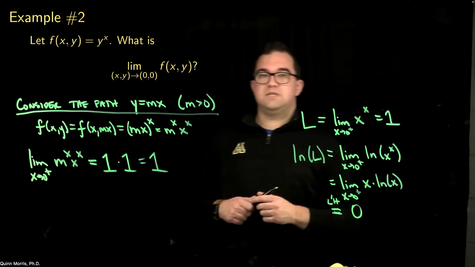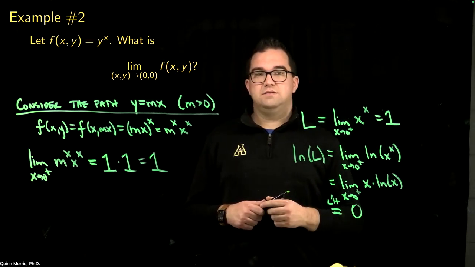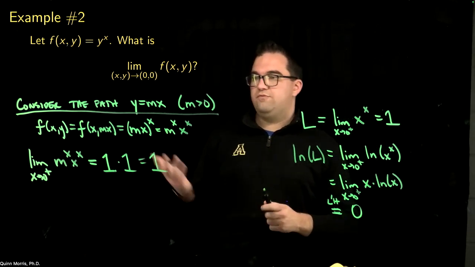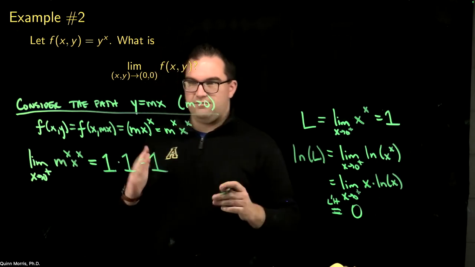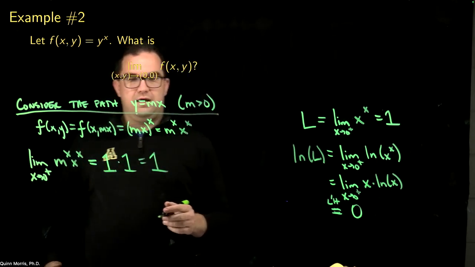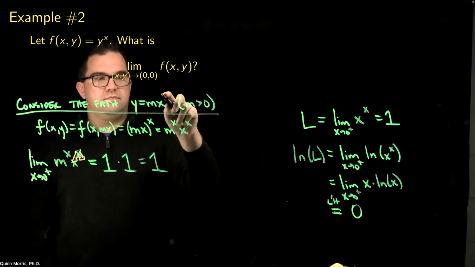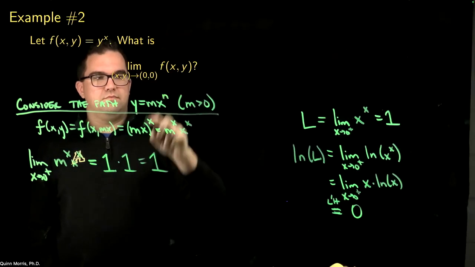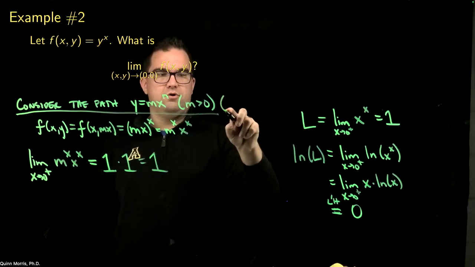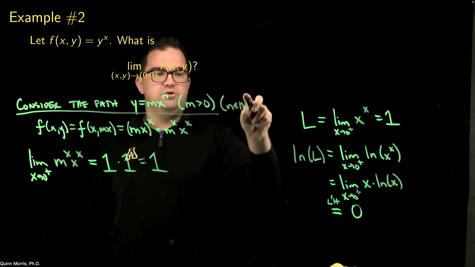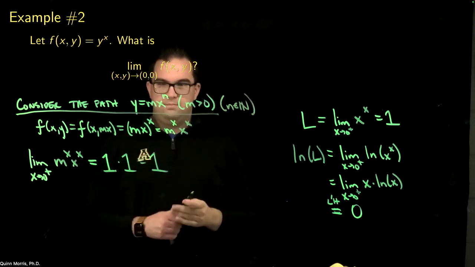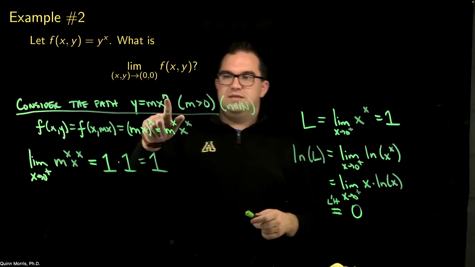Now let's look along some other paths. Okay. So what if we actually change this just ever so slightly? What if we put a power here, where n was a natural number? So you can start to think about now, what if I added in this exponent here?